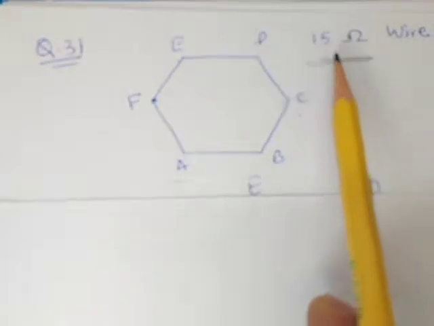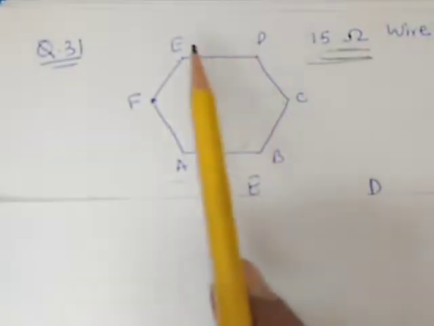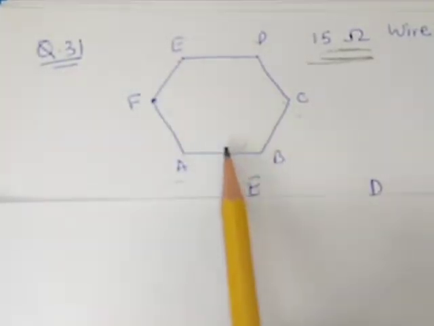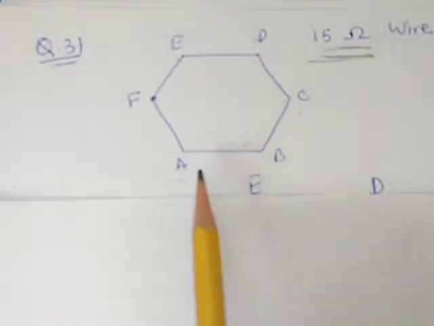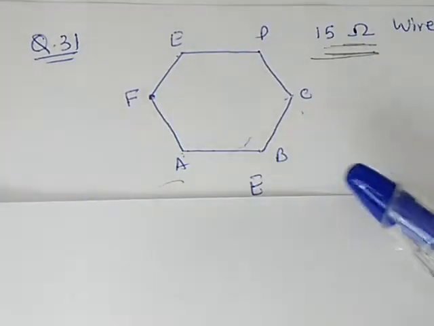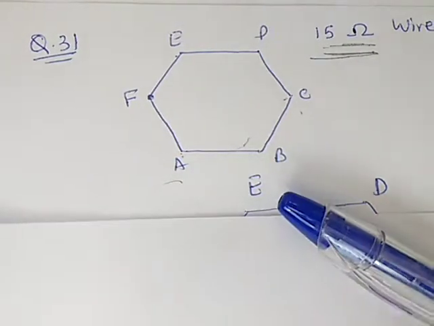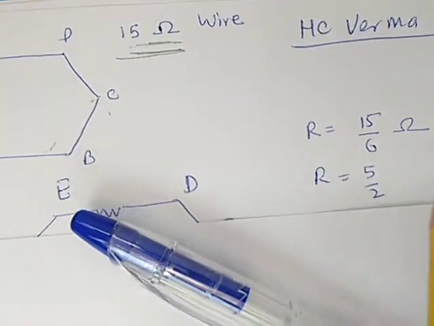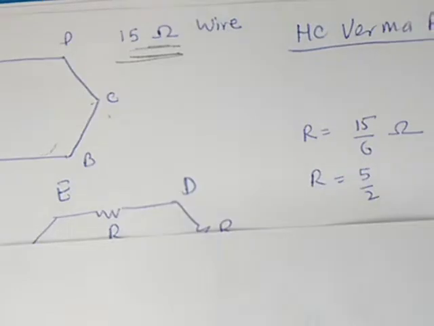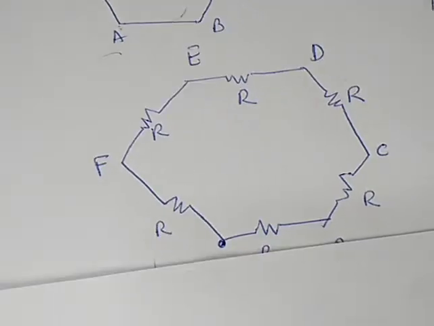The first thing you need to notice is that 15 ohm is the resistance of the whole hexagon, not just one part of it, and that is the one mistake you may want to avoid. So if 15 ohm is the resistance of the whole hexagon, then the resistance of one arm of it will be 15 by 6, or you can simplify it to 5 by 2. So we will just write R in each of these sections, the resistance of each of the 6 sections of this hexagon.